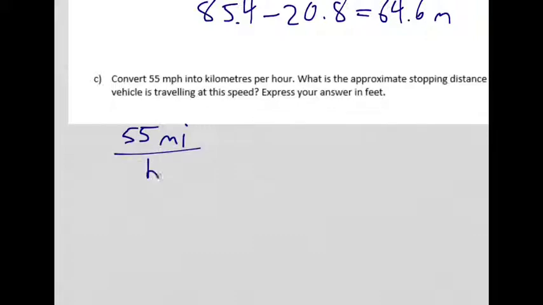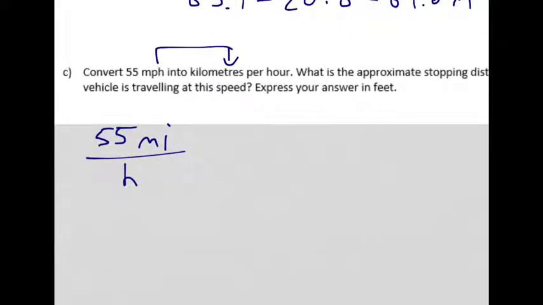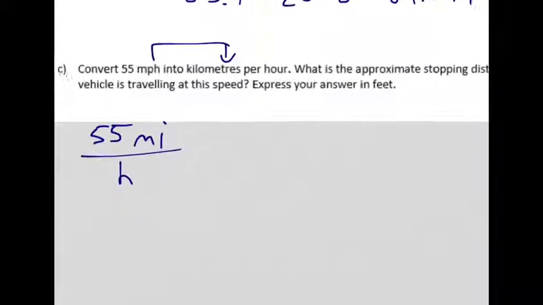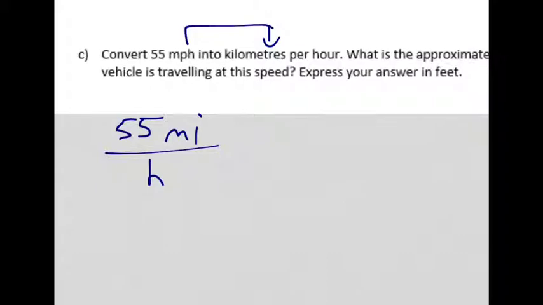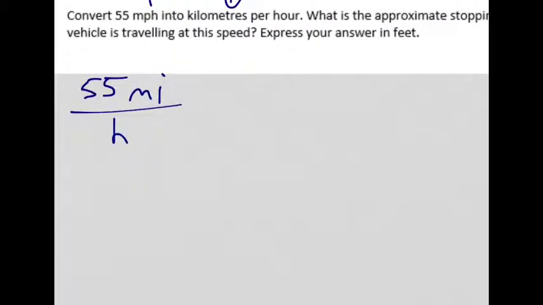Good. And what am I converting to? Miles per hour to kilometers per hour. So, what am I actually converting? Is it miles per hour or is it miles? MPH is miles per hour. So I'm going from miles to kilometers. Can I do that? Yeah. How many miles in a kilometer? Or kilometers in a mile? Doesn't matter. 1.609 kilometers in a mile.